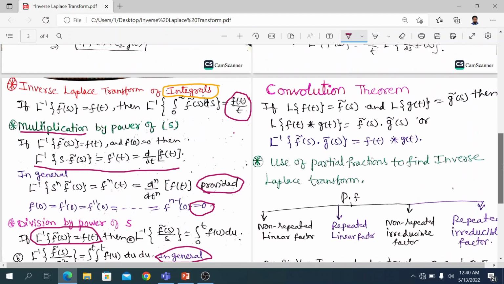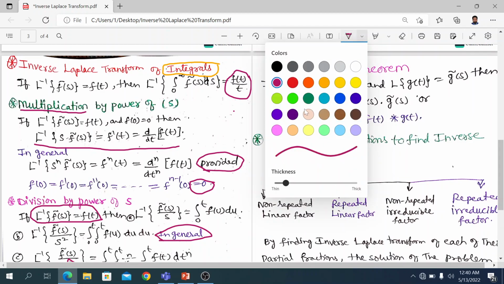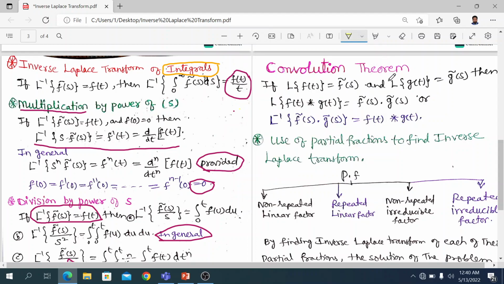Next, convolution theorem. If Laplace of f of t is equal to F of s, and Laplace of g of t is equal to G of s, then Laplace of f of t convolved with g of t is equal to F of s into G of s, or Laplace inverse of F of s into G of s is equal to f of t convolved with g of t.